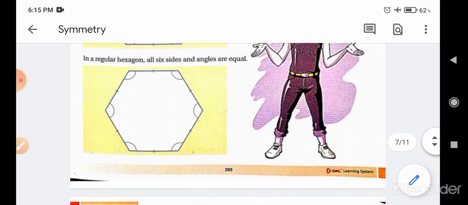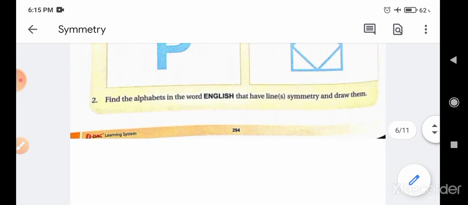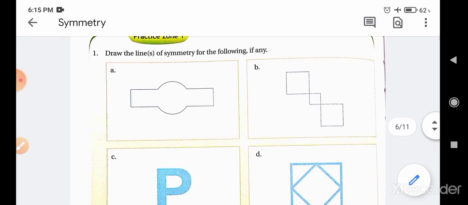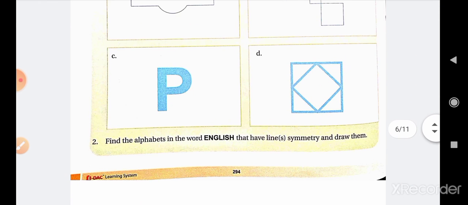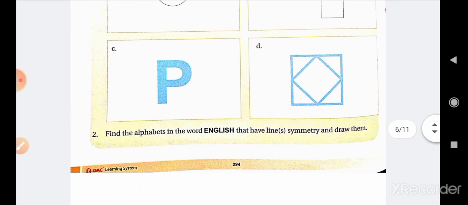So you have to complete practice zone 1. Draw the line of symmetry and find the alphabets in the word English that have line symmetry and also draw them.